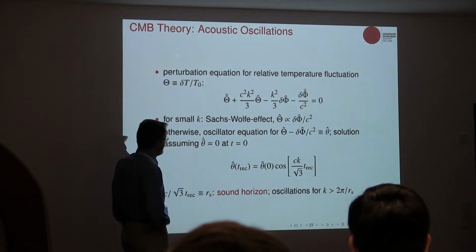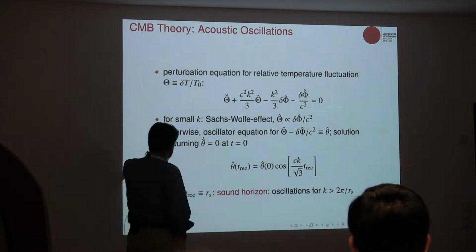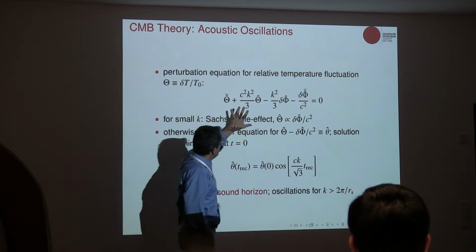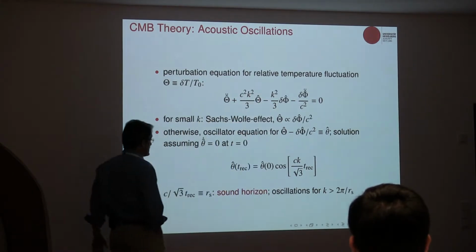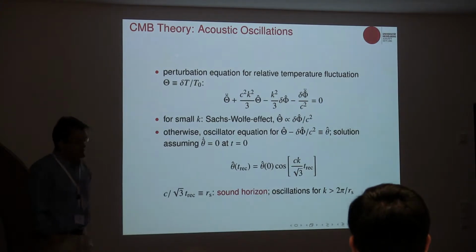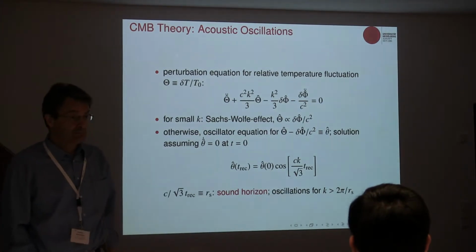All right. Now you play the same games as we did yesterday. Suppose k is small. That's very convenient because then you can just drop these terms. So these are the very largest terms. And then you see, all right, the temperature fluctuations will then just reflect potential fluctuations and nothing else.